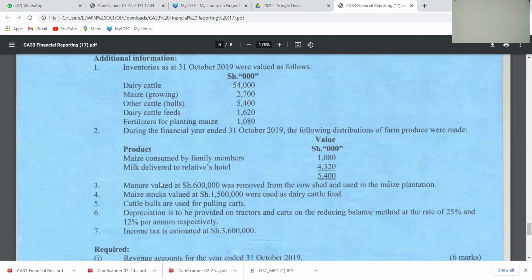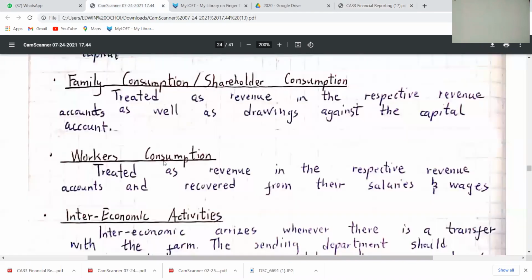So to interpret a bit about the additional information, number one was concerning inventory, that is a closing. Then additional information number two, during the financial year ended 31st October 2019, the following distributions of farm produce were made. So maize consumed by family members, that is family consumption. For the family consumption, remember what we said here. You treat that amount as revenue in the respective revenue account.